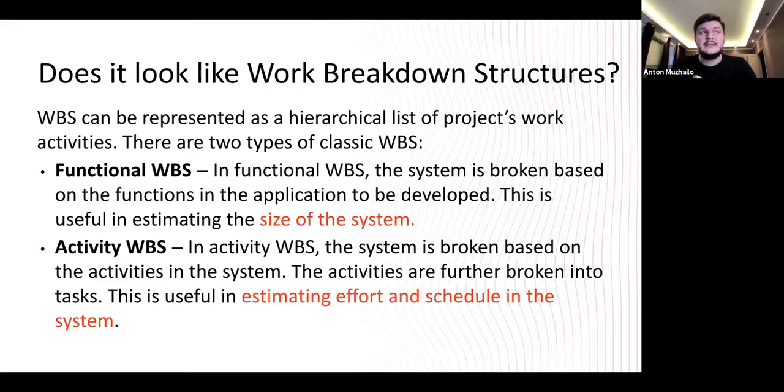Another thing here is the activity work breakdown structure. This is exactly what is reflected by the Gantt diagram, when we have all the activities that should be done, their order and dependencies, like, okay, first we're doing this activity, in parallel we can do this one, then it's dependent on the next one, and the next one, and the next one. So we see the timeline with the activities mapped on it, and this is the way we can estimate the effort and schedule in system development.